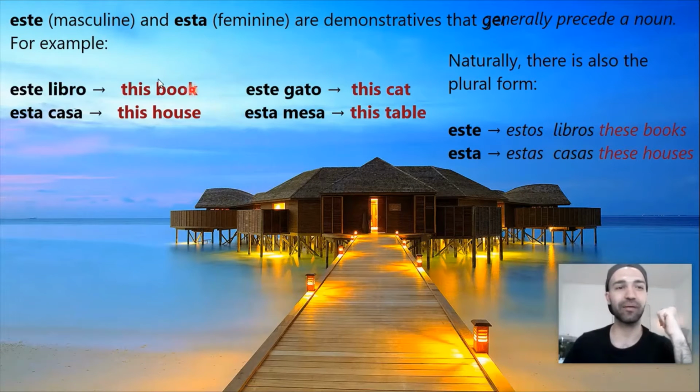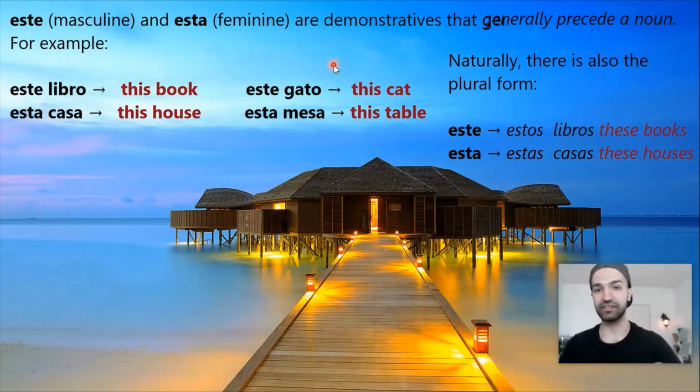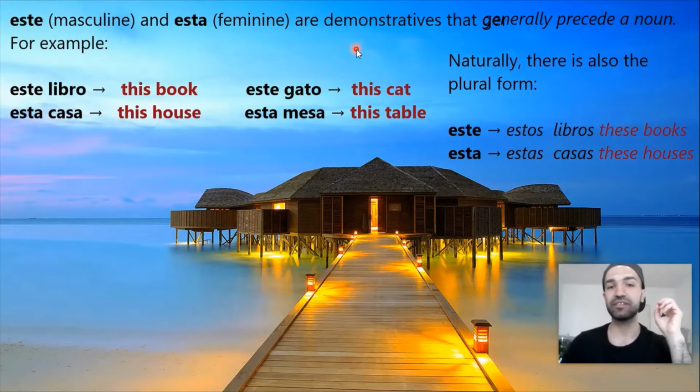So we repeat one more time. Este and esta are demonstratives that generally precede a noun, to say this. But este precedes masculine nouns and esta precedes feminine nouns. For example, este libro, this book. Esta casa, this house. And the plural form, for este, it will become estos: este libro, estos libros. And for esta, it will become estas.